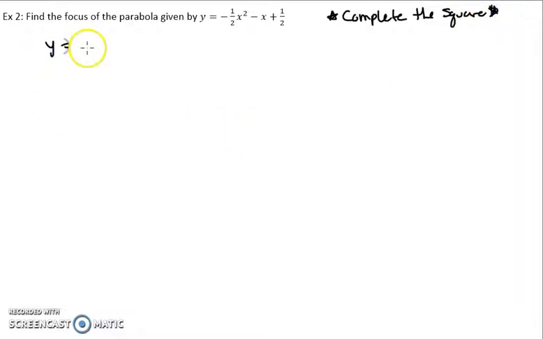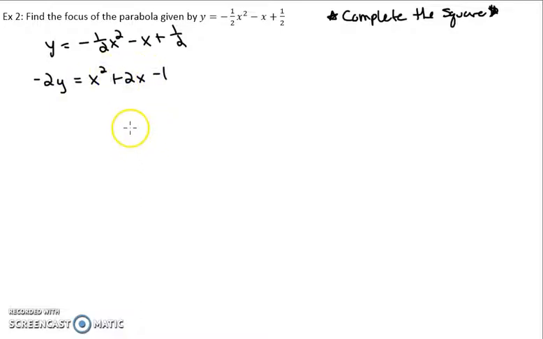So if we start with y equals negative 1/2 x squared minus x plus 1/2, the first step in completing the square is we have to get rid of this coefficient. It's got to be 1. So if we multiply everything by negative 2, we get negative 2y equals x squared plus 2x minus 1. Then we want to get this 1 to the other side. So negative 2y plus 1 equals x squared plus 2x.